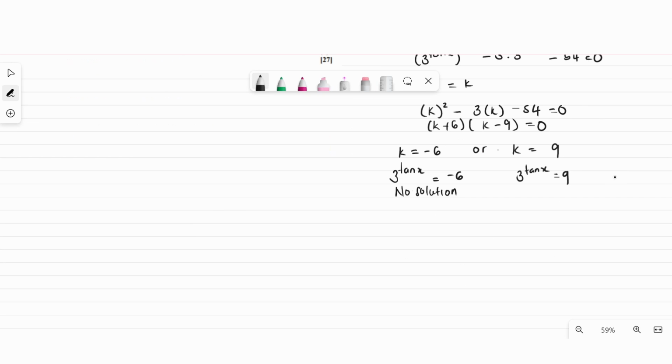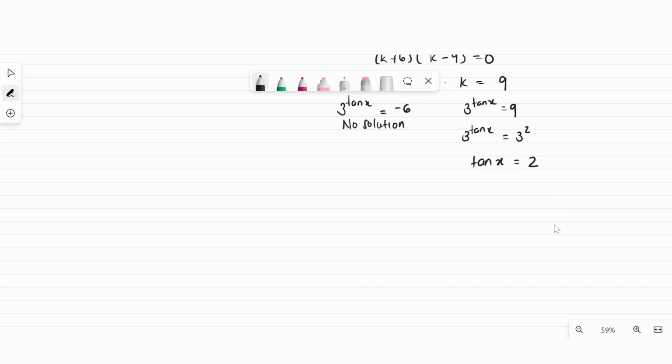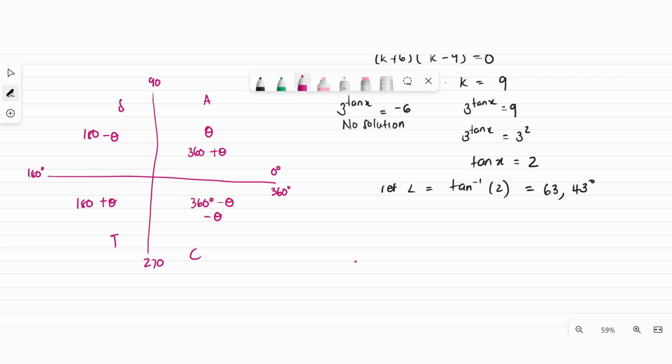So let's do that. For this one, we're going to change the 9 into an exponent. Then we're going to drop down the bases, because they want the general solution. Now we need to find the reference angle, which is equal to arctan of 2. Our reference angle gave us 63,43 degrees. Then we need to draw the CAST diagram. Since this 2 is positive, we need to go to the CAST diagram and check where tan is positive.